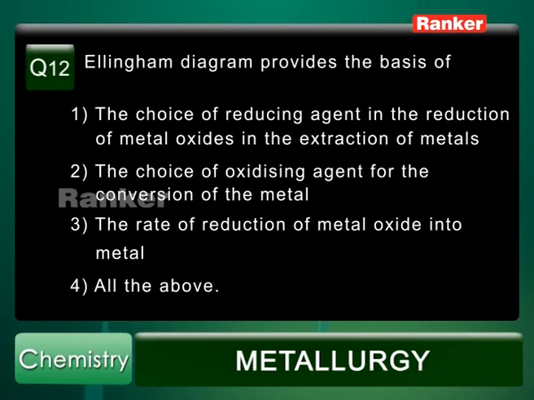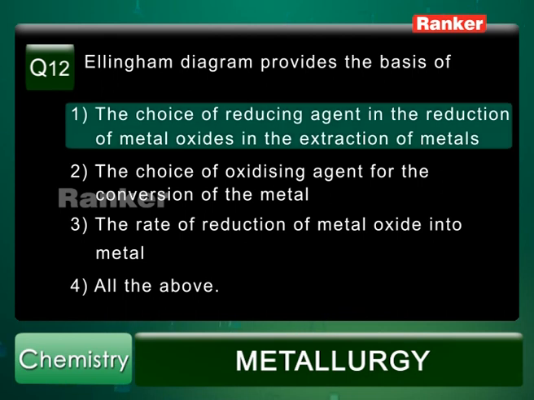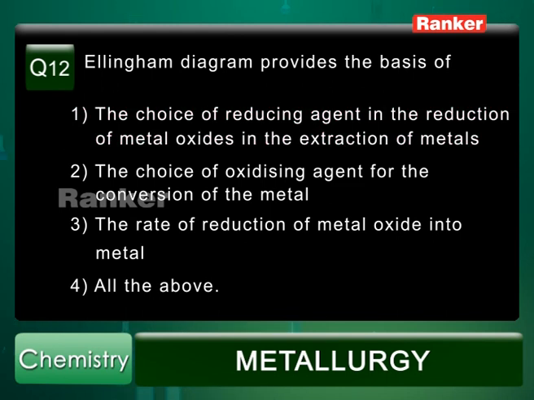Question number 12. Ellingham diagram provides the basis of, first option, the choice of reducing agent in the reduction of metal oxides in the extraction of metals. Number 2, the choice of oxidizing agent for the conversion of metal, third, the rate of reduction of metal oxide into the metal, and fourth option is all the above. Well, the correct answer is first option, that is choice of reducing agent in the reduction of metal oxide in the extraction of metals.